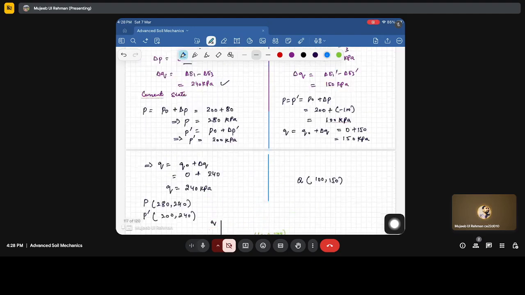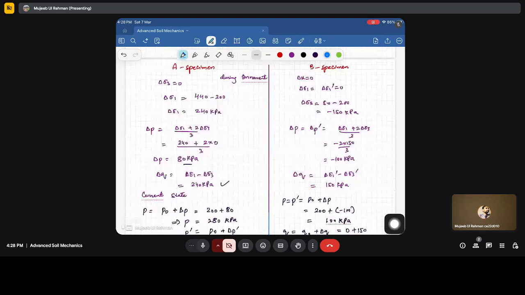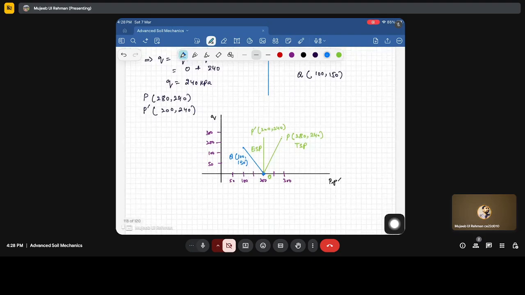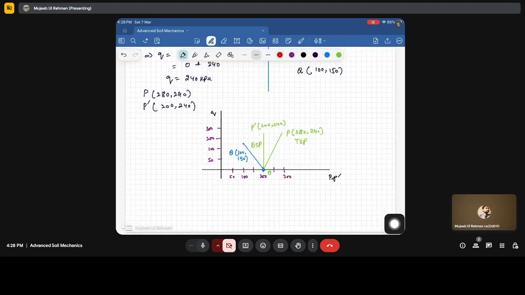Now we have been asked to determine the maximum pore water pressure. The difference between the total stress path and effective stress path will be the pore water pressure. Delta P dash equals delta P minus U. Delta Q is equivalent to delta Q, so Q will not have any effect of U. The change will be in P, and whatever the change in P, that will give the pore water pressure. So we can write that U is equivalent to delta P minus delta P dash.